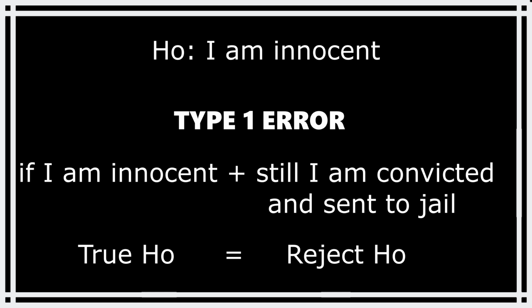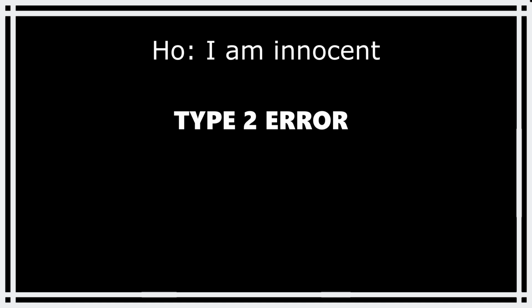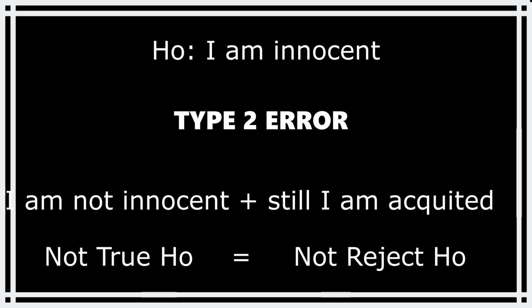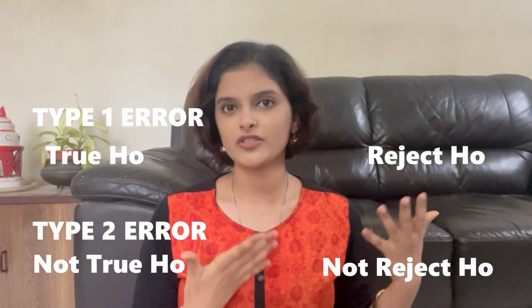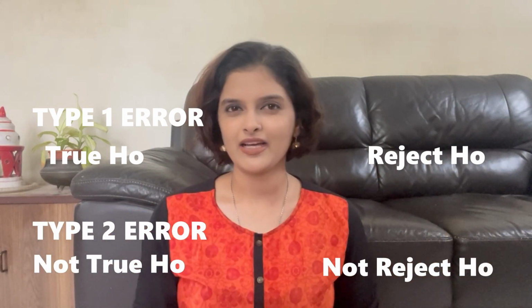We are rejecting the null hypothesis that says that I'm innocent. Whereas in type 2 error, I am not innocent, that means the null hypothesis is not true, then I am going home, right? Like, it's not rejecting it. Again, the same concept: true null, reject null; not true null, not reject null, if that helps.